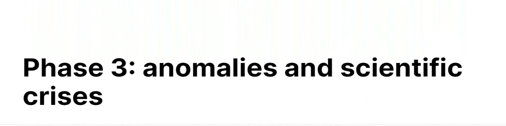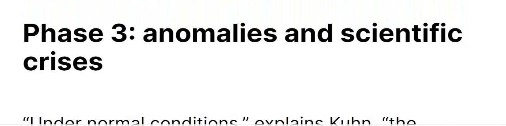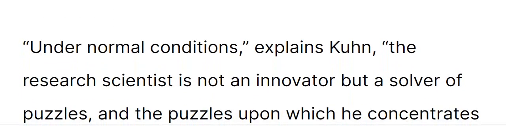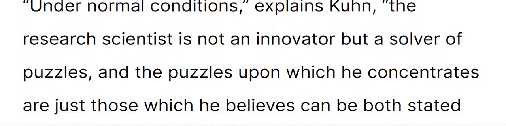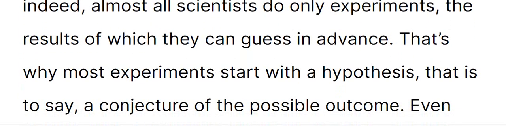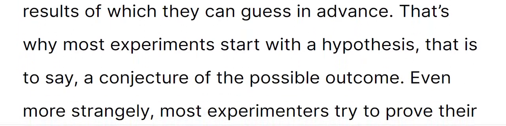Phase 3. Anomalies and scientific crises. Under normal conditions, explains Kuhn, the research scientist is not an innovator, but a solver of puzzles. And the puzzles upon which he concentrates are just those which he believes can be both stated and solved within the existing scientific tradition. And indeed, almost all scientists do only experiments, the results of which they can guess in advance. That's why most experiments start with a hypothesis, that is to say, a conjecture of the possible outcome. Even more strangely, most experimenters try to prove their hypothesis and are disappointed when they cannot.